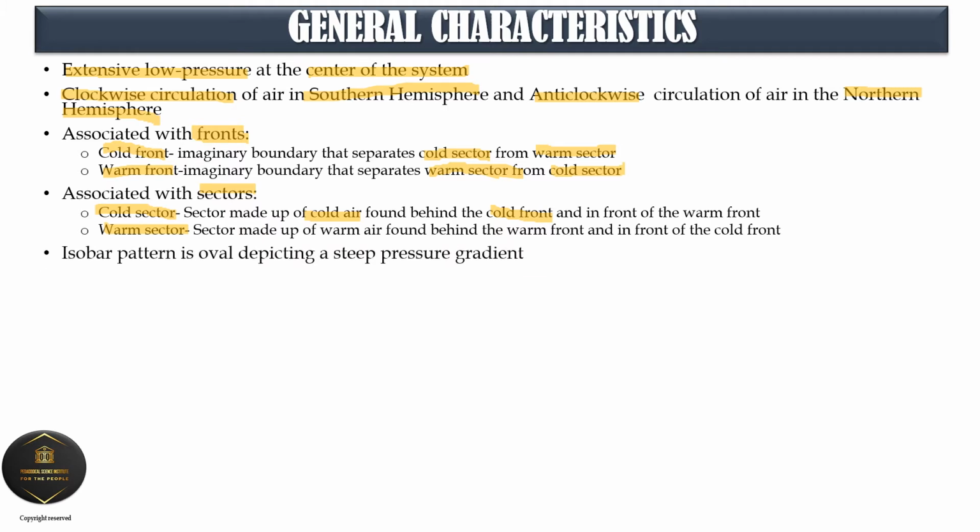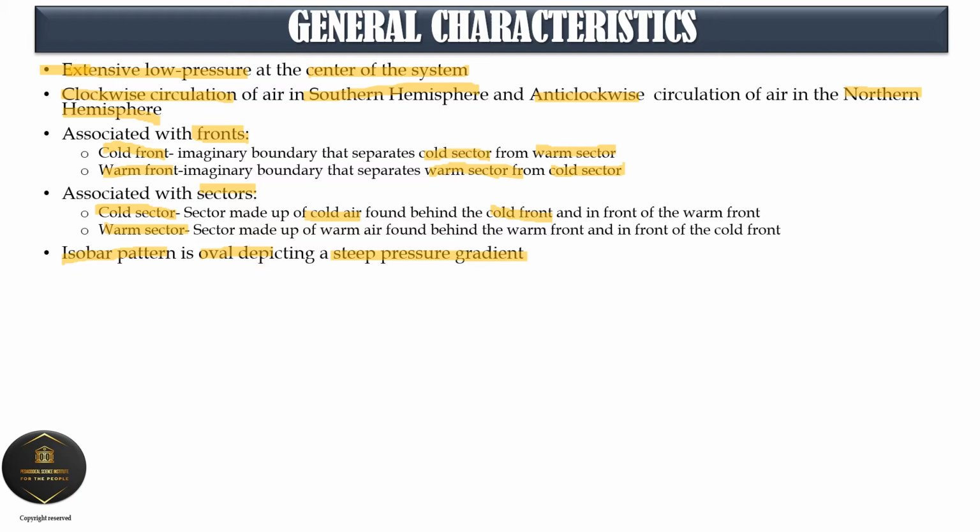Now, another characteristic is that if you look at the system in a synoptic weather map, you notice that the system always has an oval isobaric pattern. So the isobaric pattern is always oval. And what is that telling us? It is telling us that the systems are associated with a steep pressure gradient. And what does that mean? It simply goes back to our extensive low pressure story. It simply means that pressure is intense in the system. Are we fine with that?